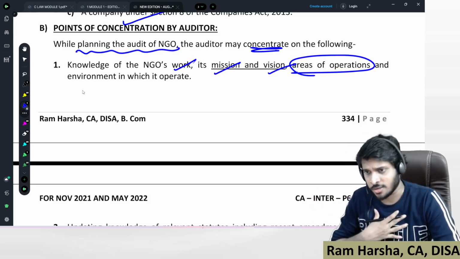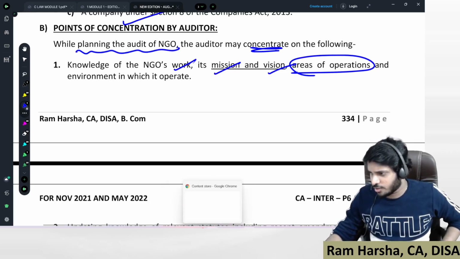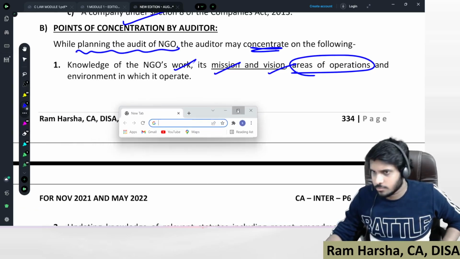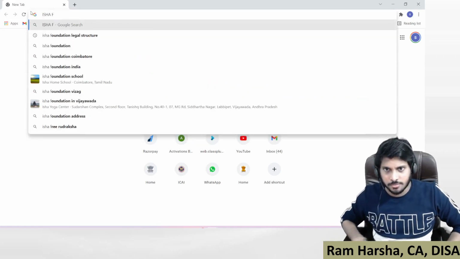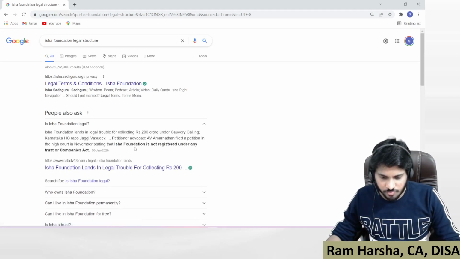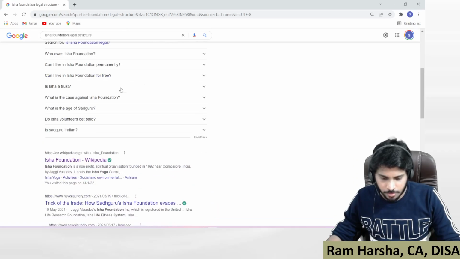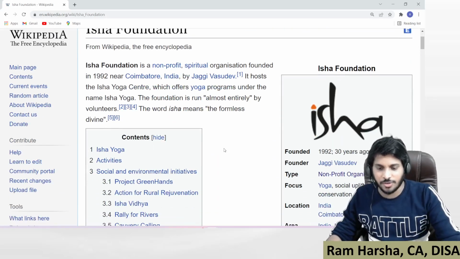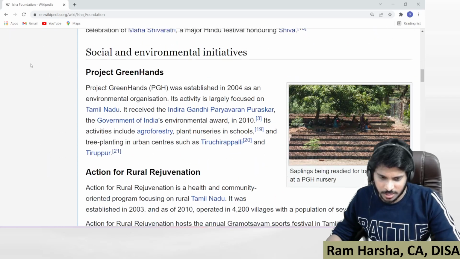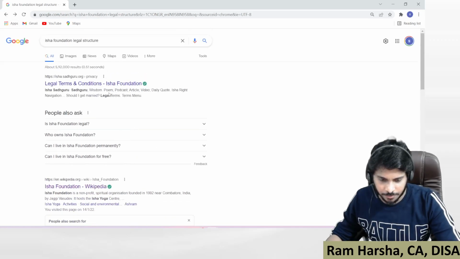Suppose I'm doing audit of Isha Foundation, if they appointed me as an auditor for Isha Foundation, let us look at what the constitution of Isha Foundation is. Just let's look into it. Isha Foundation legal structure. You see here, Isha Foundation is a non-profit spiritual organization founded in 1992. So is it a company or what? That is not given here. Just let me check their website if available. Yeah, here it is given.